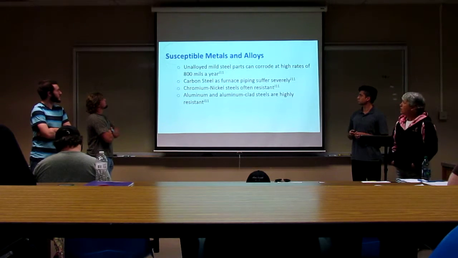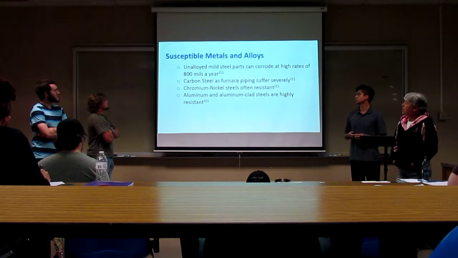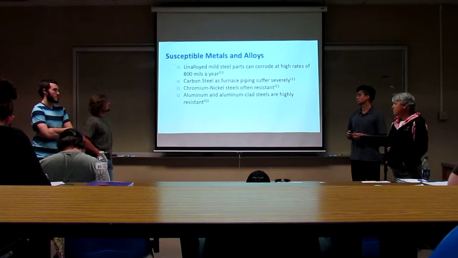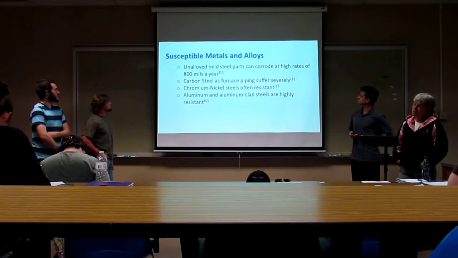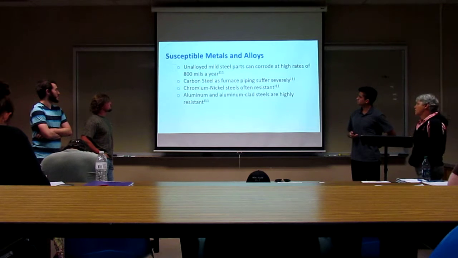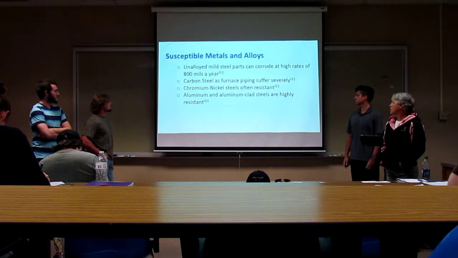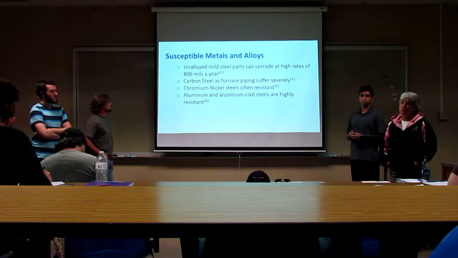Susceptible metals. Unalloyed mild steel parts can corrode at high temperatures at about 800 mils per year. Carbon steel as furnace piping, not a good idea. Chromium nickel steels are a better choice there. Aluminum and aluminum clad steels are your best choices.